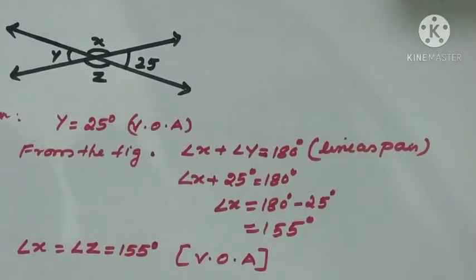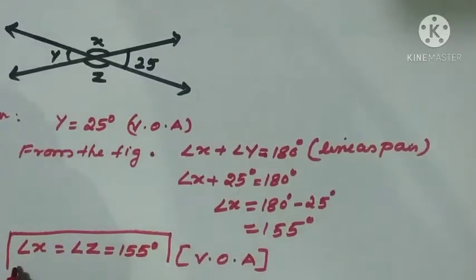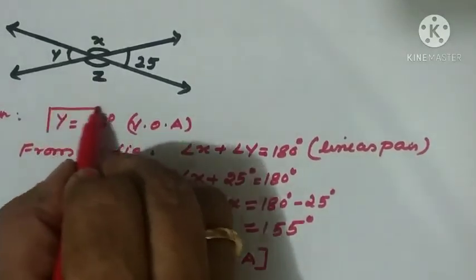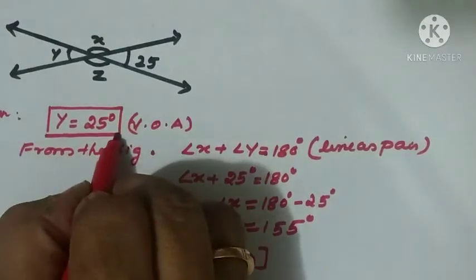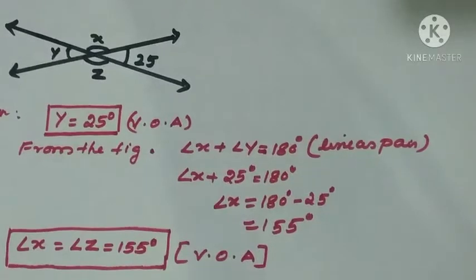So in this question, three values are asked. Which values are asked in the question? Angles x, y and z are asked. So angle x and z are here, we can highlight, and similarly angle y is here. Just put it in a box, then the answer will be clear and easy to check also. So the values are angle y equal to 25 degrees, angle x and z equal to 155 degrees.